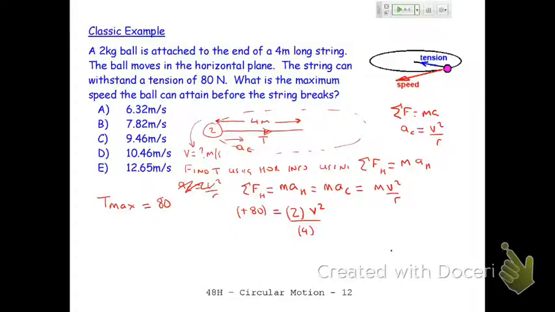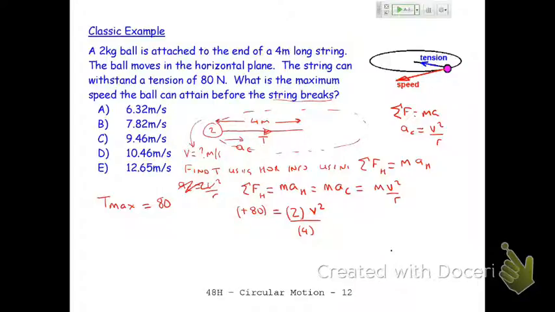So the T max is going to be the horizontal force? It says, what is the maximum speed the ball can attain before the string breaks? And the string has a horizontal force in it, which is tension. The maximum speed will occur when you have the maximum tension, so T max, horizontal force. So I'm looking at my diagram, and I'm saying, what force is horizontal? It's T. Let's put it in our equation. What acceleration is horizontal? Put it in our equation.